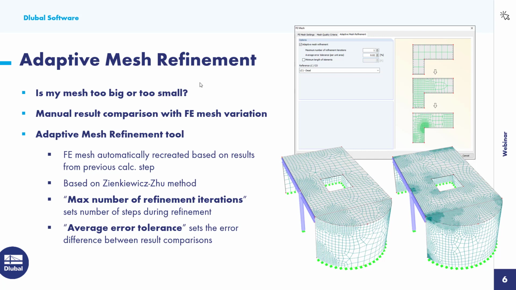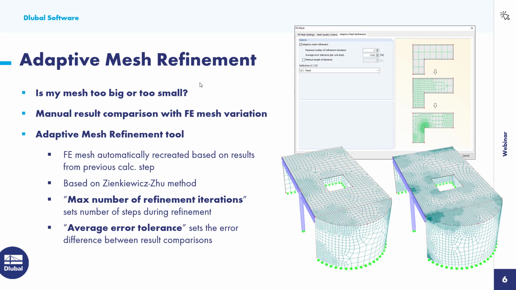So what we typically recommend is a manual result comparison with FE mesh variation. What this means is we set our mesh to something we think would work. We run the analysis, we take a look at the results. Well, then we decrease the mesh and we compare our results to the decreased mesh from the larger FE mesh. If our results are changing drastically, then we know that we need to continue decreasing the mesh until we're not really seeing any variation within the results. Now, again, this is a manual process.